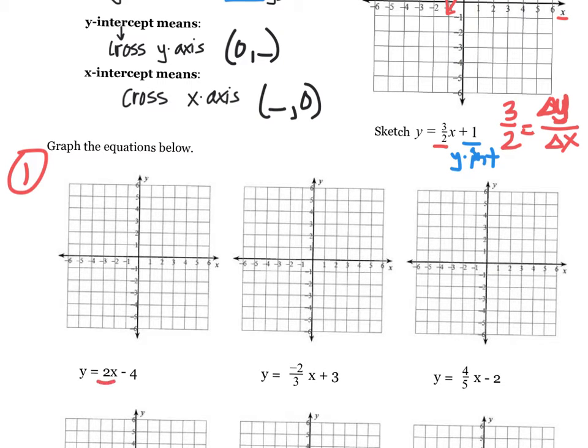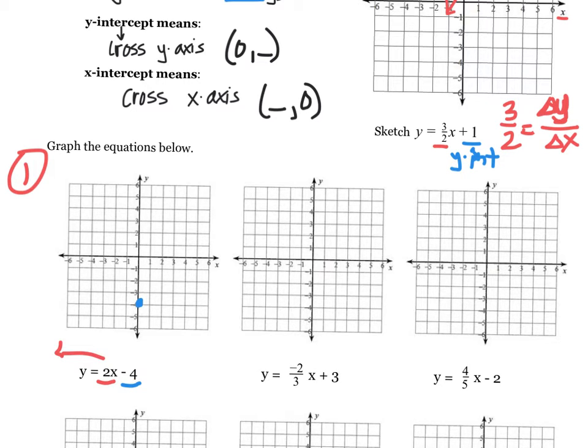So 2 is my slope, and my y-intercept is -4. So I know the y is going to be -4 because that's always the second number, the number being added on or subtracted. So since it's -4, I'm putting it down at -4. But the 2 needs to be turned into a fraction.